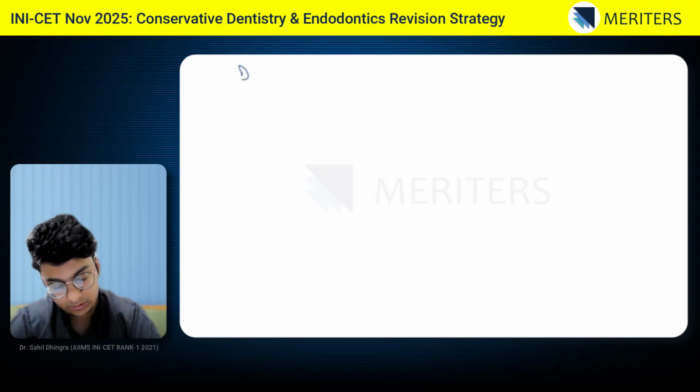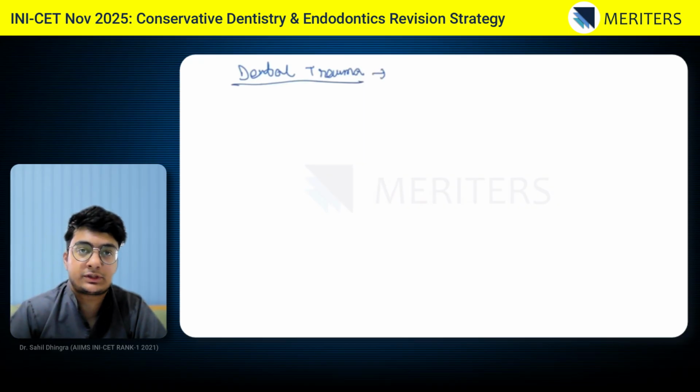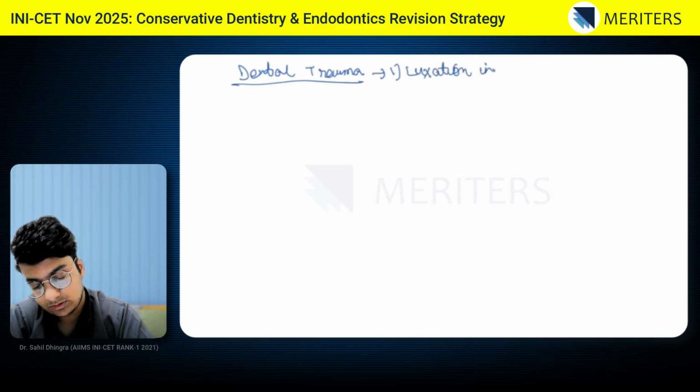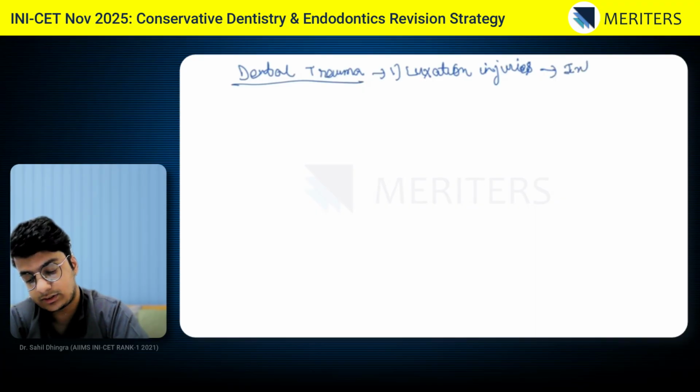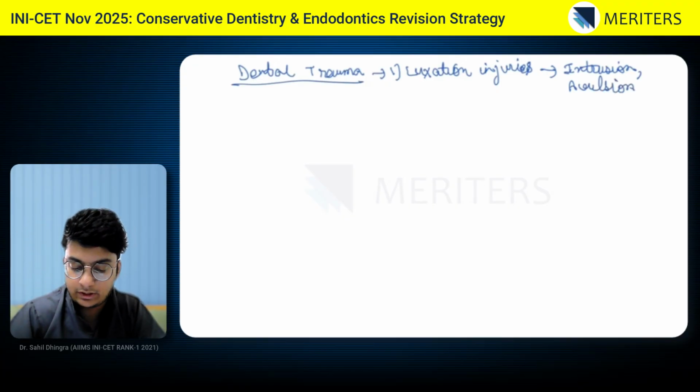Then you have your dental trauma. Every year, every time we see the INI-CET, at least 4, 5, 6 questions are definitely there from this. Most important in dental trauma are the luxation injuries. Specifically, intrusion is asked quite often. And apart from the luxation injuries, there is avulsion. Avulsion is asked in pedo also and endo also, and it's a very common question.